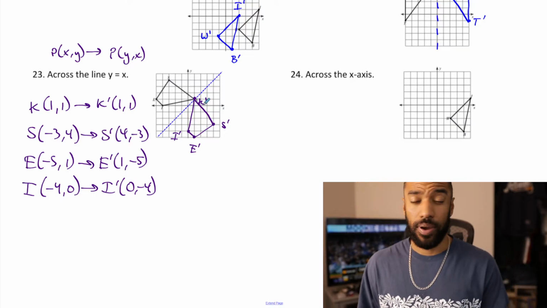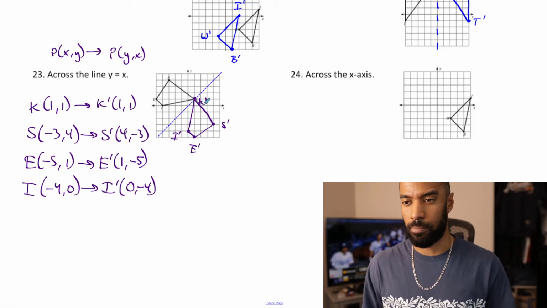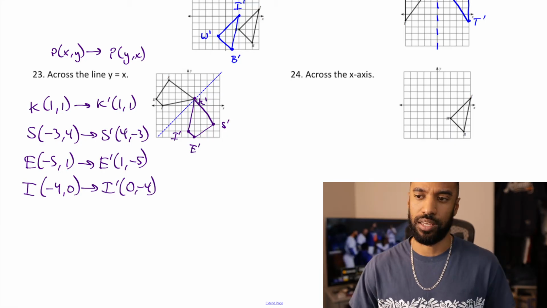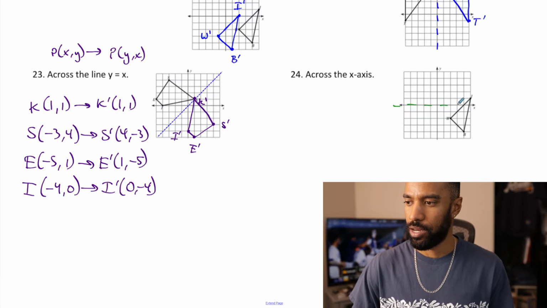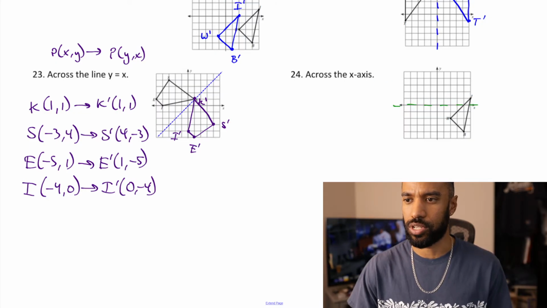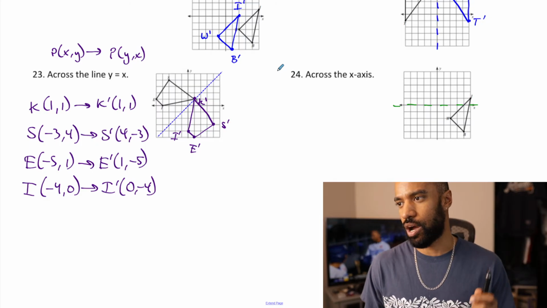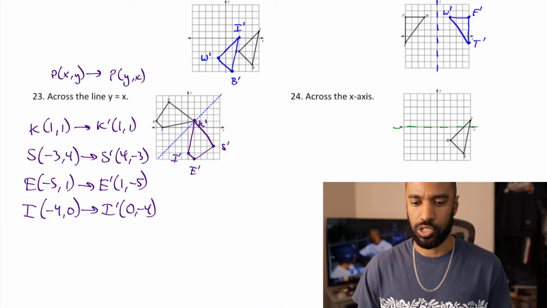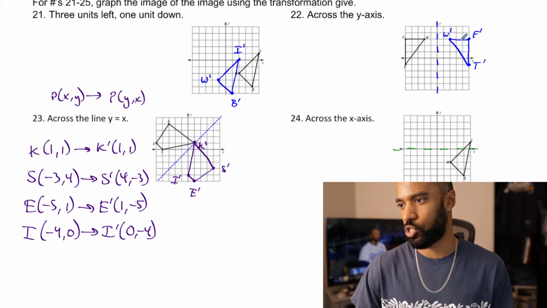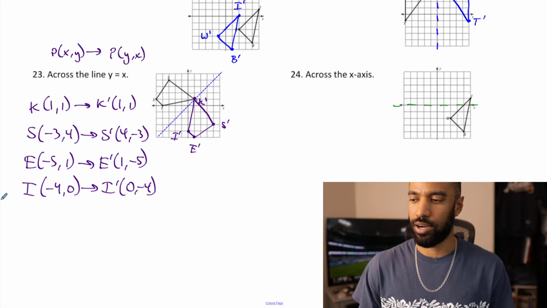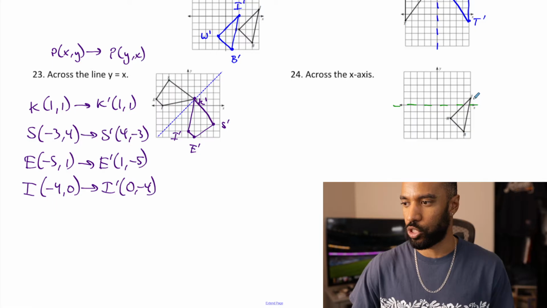Across the x-axis, by the way, I don't think these have any rotations in this packet either. I don't seem to remember seeing any, so sorry for that. But across the x-axis here, here's the x-axis, and we reflect on the other side. Now the rules for these are, if you notice across the y-axis, the y's stayed the same, the x's just changed signs. Went from negative 5 to 5, and from negative 2 to 2. Here, the x's will stay the same, and the y's will change.